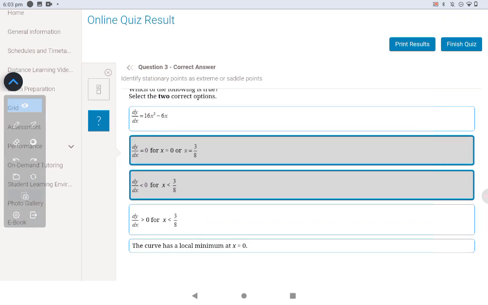The curve has a local minimum at x is equal to 0. No, it does not have a local minimum because it is a saddle, it's not the turning point.